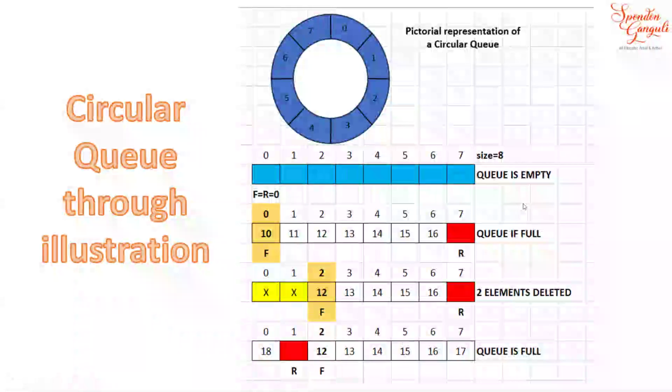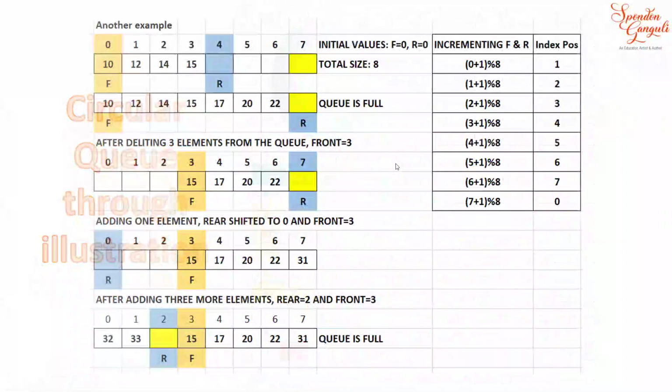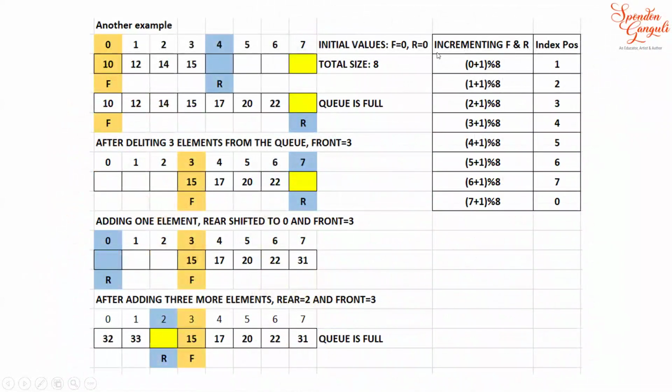Let us see another image to get a clear picture. See here, I've shown in this table how this increment takes place. When rear or front are at 0, if I add 1 and then take modulus by the size, it comes to 1. Then 1 plus 1 modulus size is 2, 2 plus 1 modulus size is 3, 3 plus 1 modulus size is 4, and so on. If the size is 8, 7 plus 1 modulus 8 becomes 0.